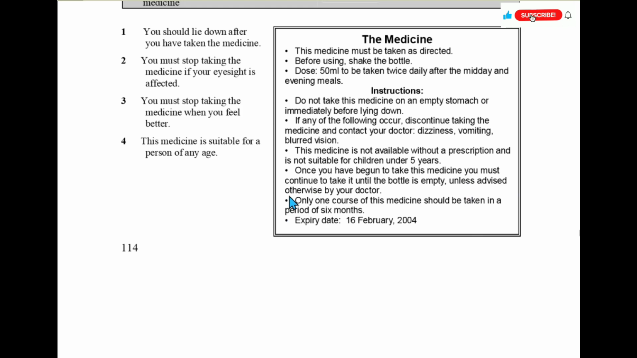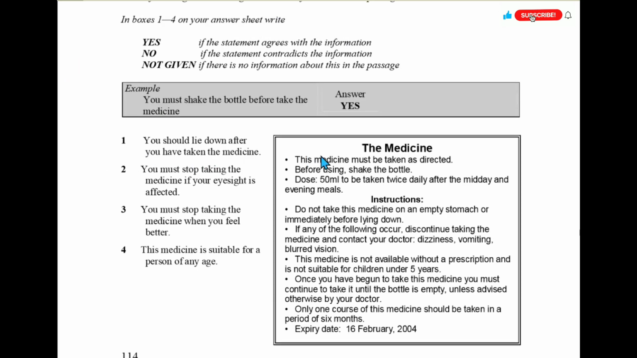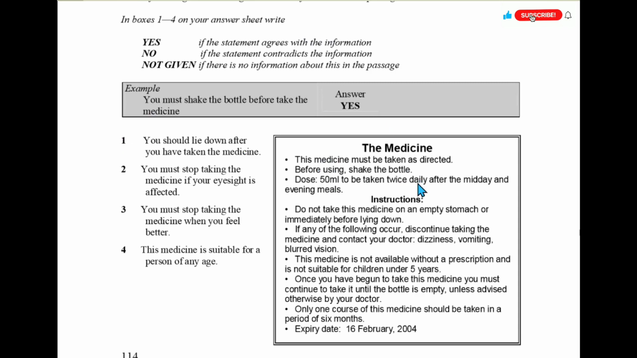Okay, next. Only one course of this medicine should be taken in a period of 6 months. Expiry date 16th February 2004. Okay, so now let's check numbers 1 to 4 and see what is matching or agreeing with the information given.